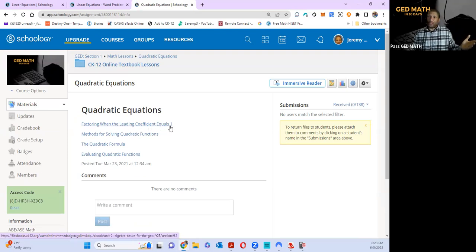Factoring when the leading coefficient equals 1, methods for solving quadratic functions, using the quadratic formula, evaluating quadratic functions.